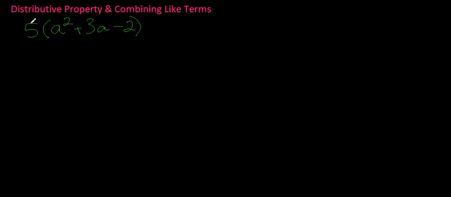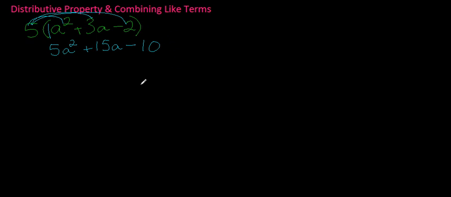So in this problem, I would multiply the 5 by each term inside. 5 times a squared, if there is no number in front of the variable, then it's 1, becomes 5a squared. 5 times a positive 3a gives me a positive 15a. And 5 times a negative 2 gives me a negative 10.